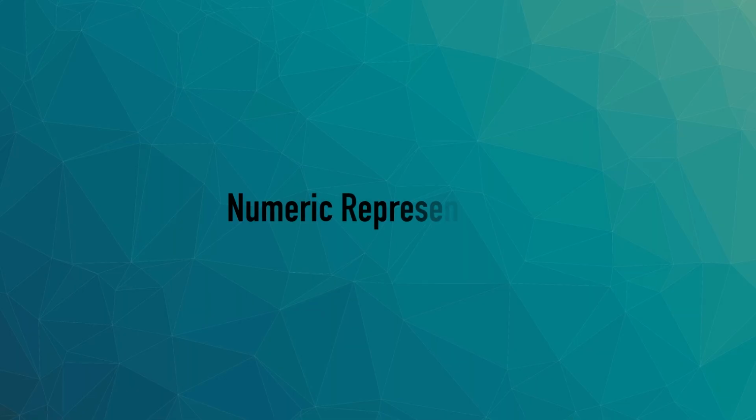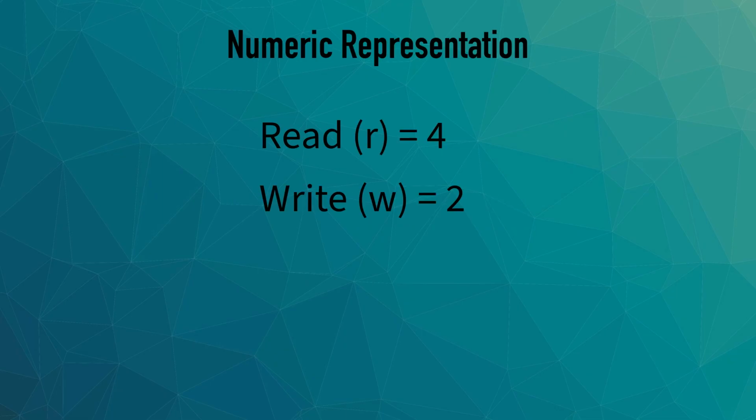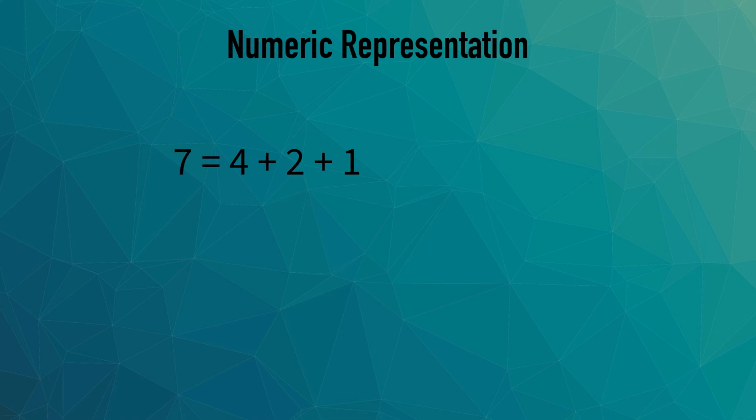Permissions can also be represented using 3-digit octal numbers, where each digit corresponds to a specific access level. Read is equal to 4, write is equal to 2, and execute is equal to 1. These values are added together to form a single digit representing the combined permissions for each class: owner, group, and others. For example, a permission value of 7, 4 plus 2 plus 1, grants read, write, and execute access, while 5, 4 plus 1, allows only read and execute access.